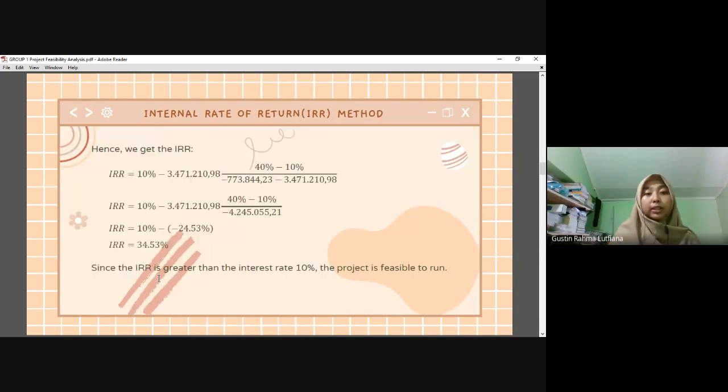So hence we get the IRR shown in this slide. IRR is equal to 10% minus negative 24.53%, and IRR is equal to 34.53%. Since the IRR is greater than the interest rate of 10%, the project is feasible to run.